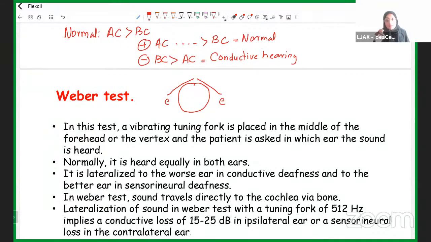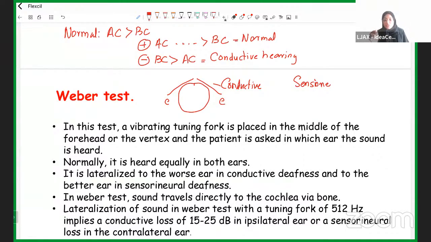Now, it is lateralized to the worse ear in conductive deafness and to the better ear in sensorineural deafness. So here, what it means is that when you vibrate the tuning fork and keep it on the head of the patient, like on the temple bone, if the patient is able to hear it better, it lateralizes to the worse ear. If he is able to hear in the ear where he's complaining, then it is a conductive deafness. And to the better ear, it is a sensorineural deafness.